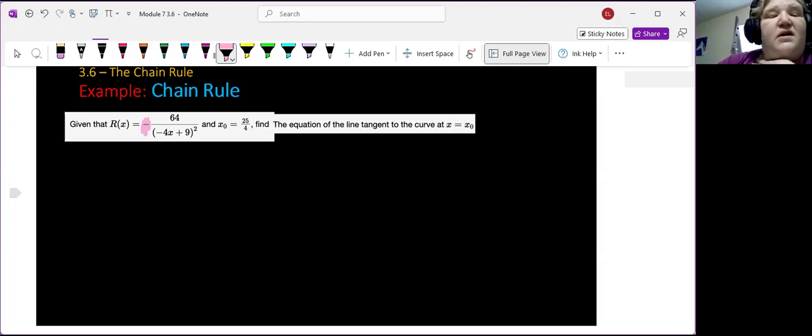So given r of x is this crazy ugly function and x sub 0 is this number, 25 over 4, find the equation of the line tangent to the curve at that point. All right, so I have my x naught value. I will need to plug that in to get the y value, or function value, that goes with it. But I also need to know the slope of the tangent line, which is the derivative at a particular number. So let's go ahead and jump in on that.